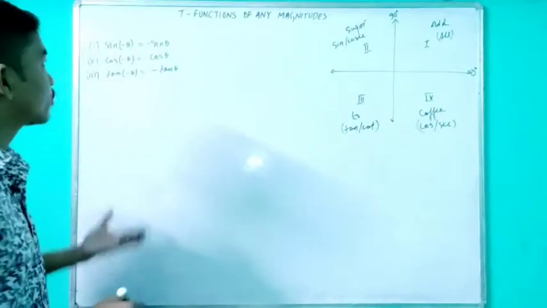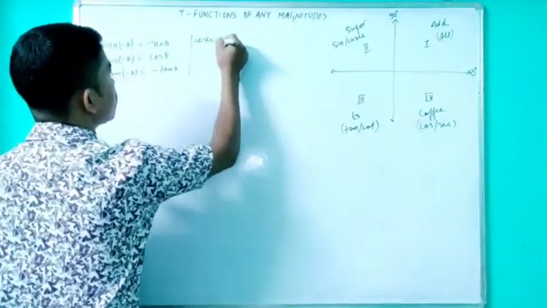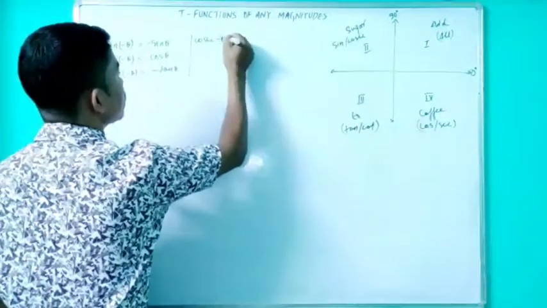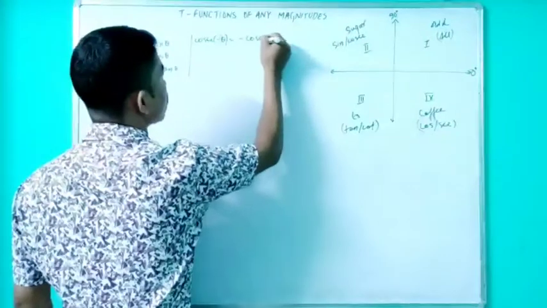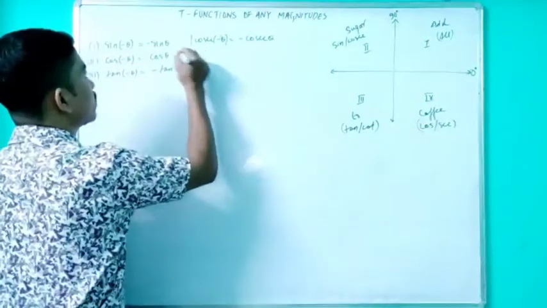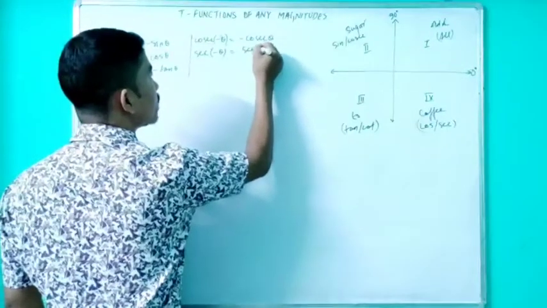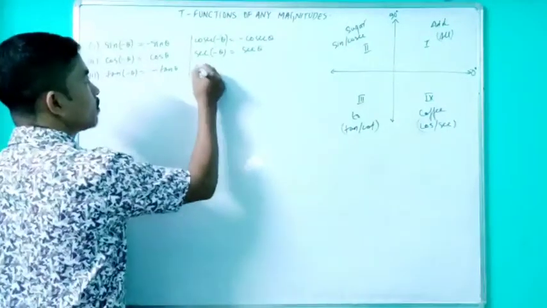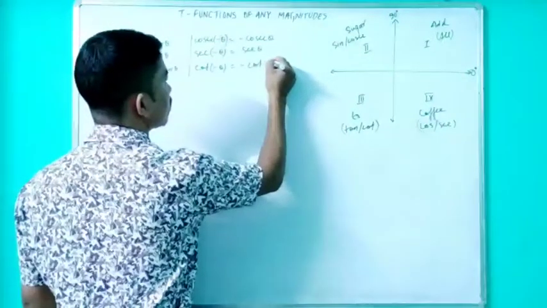Similarly, the reciprocals also hold the same rule. Cosec of minus theta will be equal to minus cosec theta. Then we have sec of minus theta equals sec theta. And for cot of minus theta, it equals minus cot theta.